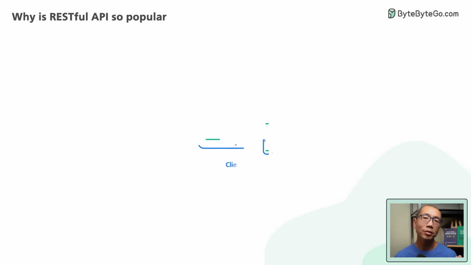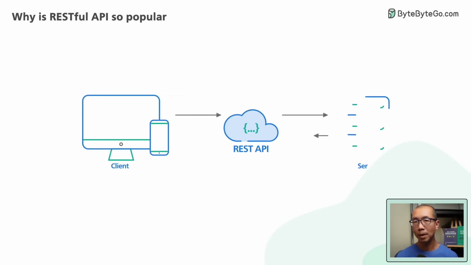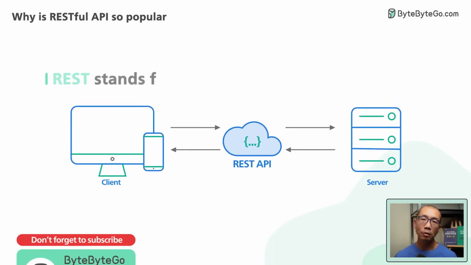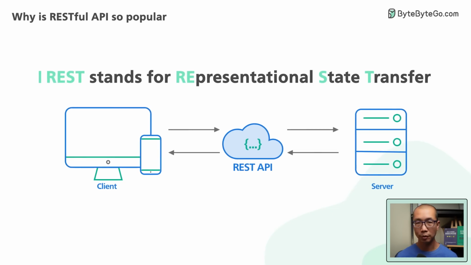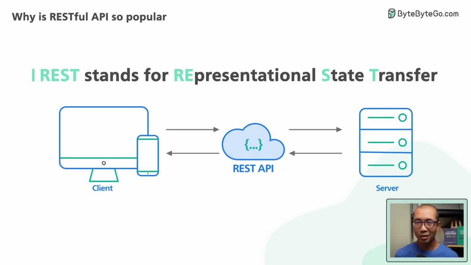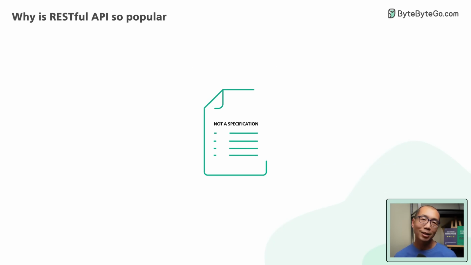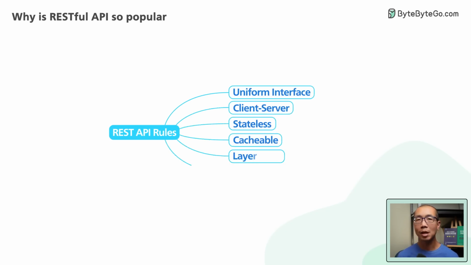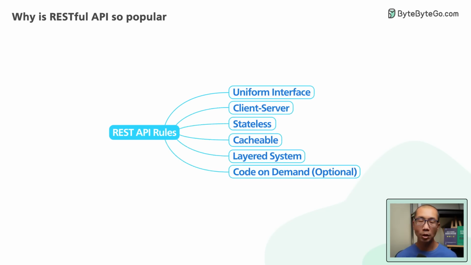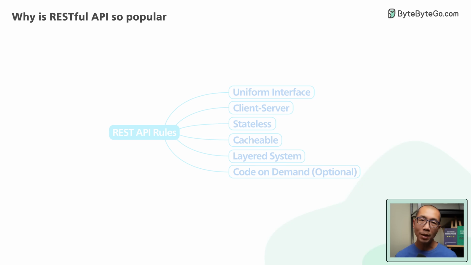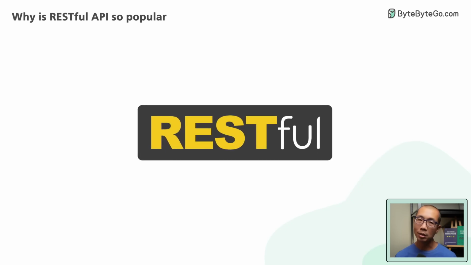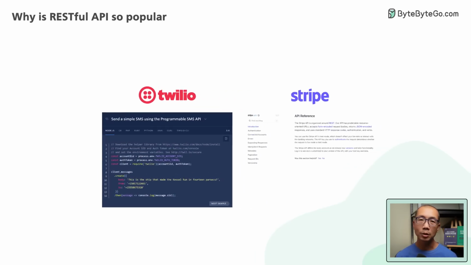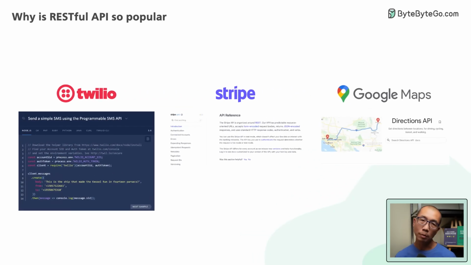The common API standard used by most mobile and web applications to talk to the servers is called REST. It stands for Representational State Transfer. It is a mouthful. What does that mean? REST is not a specification. It is a loose set of rules that has been the common standard for building web APIs since the early 2000s. An API that follows the REST standard is called a RESTful API. Some real-life examples are Twilio, Stripe, and Google Maps.